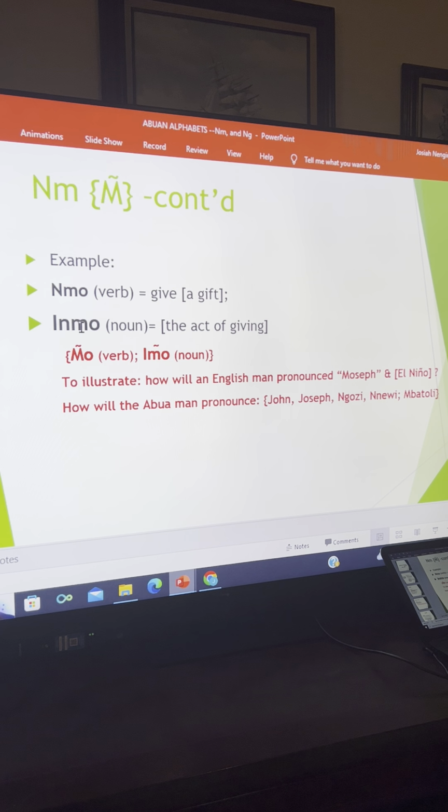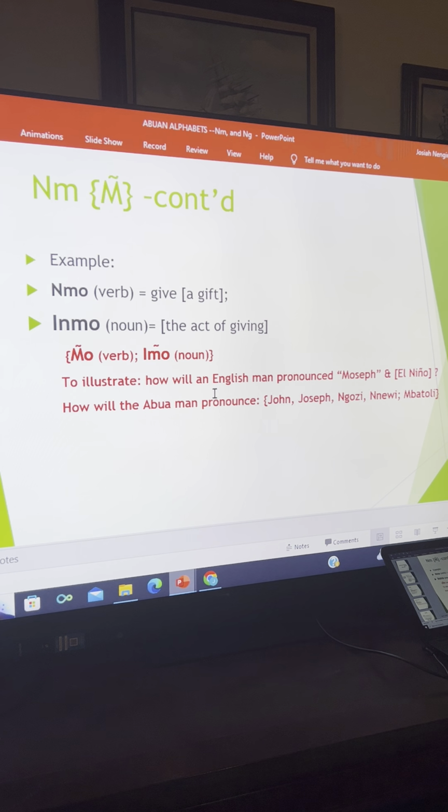But this is how people are spelling. In my days, during elementary school, when we were taught this language, this is how this name was spelled, with a special character, Imo. All right? But today, this is how people are spelling it, Imo. Being the noun form of the verb mo.